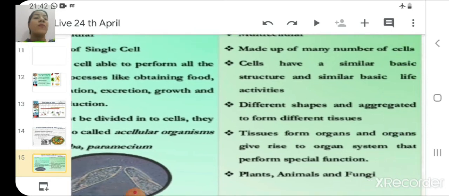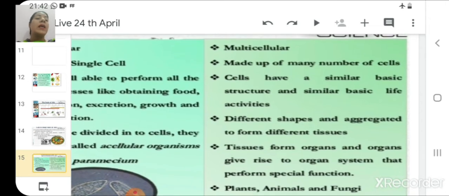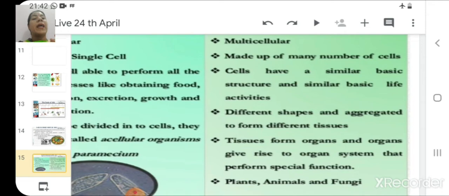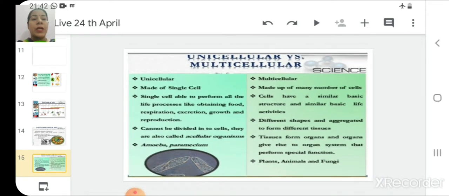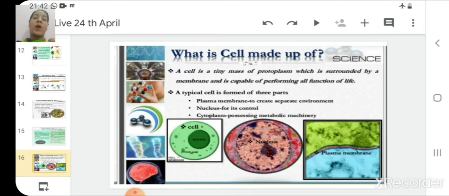Whereas in multicellular organisms, cells have similar basic structures and similar basic life activities, and different shapes and aggregated forms are present in them. Groups of these cells make tissues, and tissues perform specific functions. They make organs, and organs make organ systems, and the different organ systems are present in our body. In this way you can compare unicellular and multicellular living organisms.